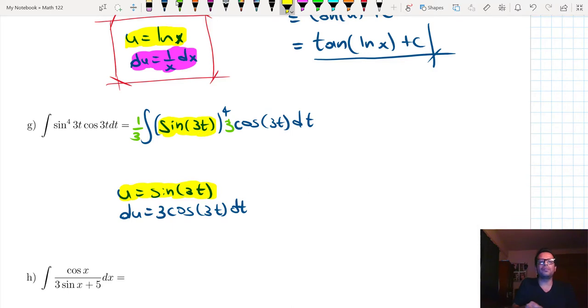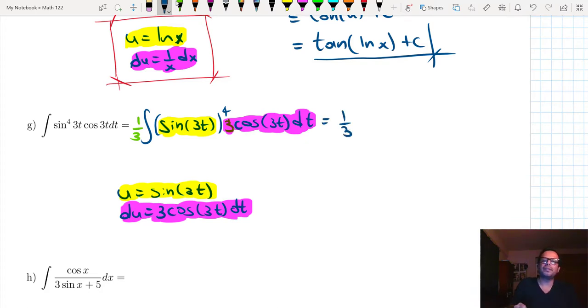Okay, so u will take the place of sine of 3t, and du will take the place of 3 cosine 3t dt, which is this whole thing that I'm highlighting here, right? Now, 1/3, let's write this in terms of u, 1/3 u to the fourth power, and then du, okay? And again, we're going to need the general power rule, u to the fifth divided by 5. So we just multiply these guys plus c.